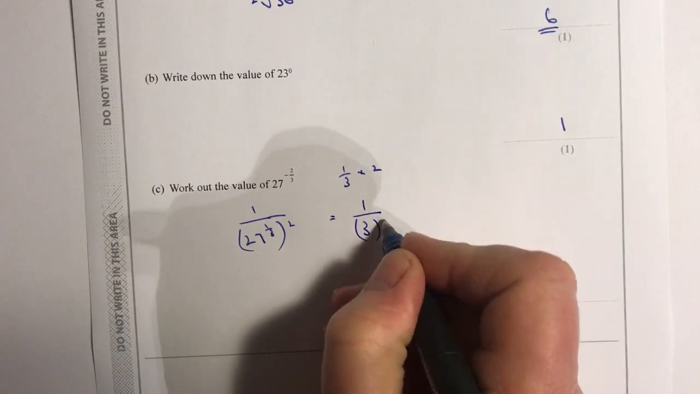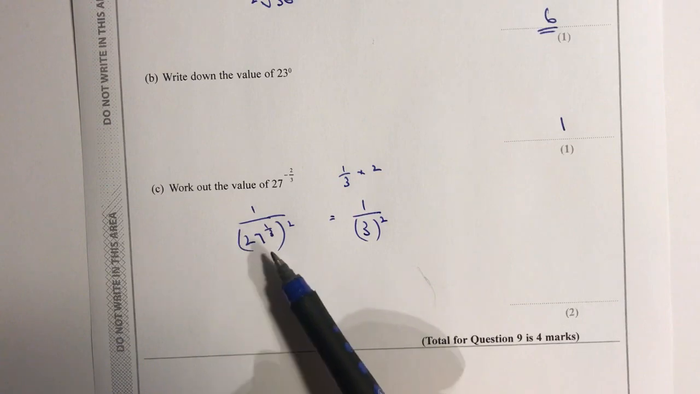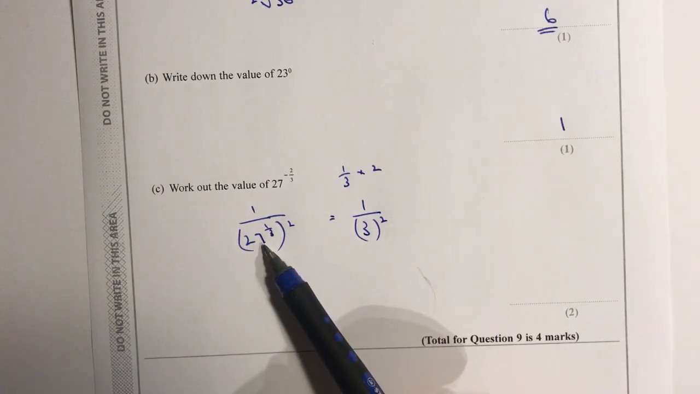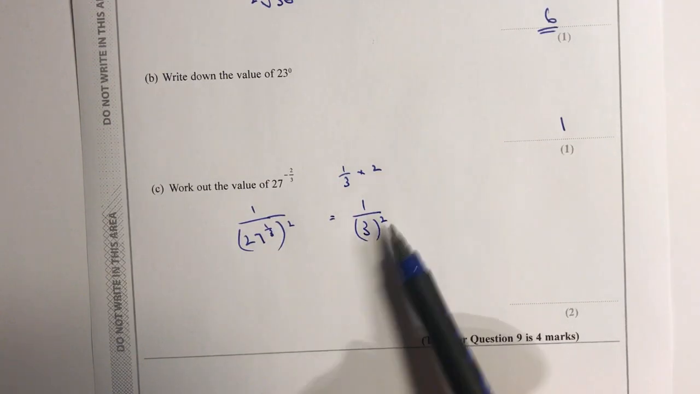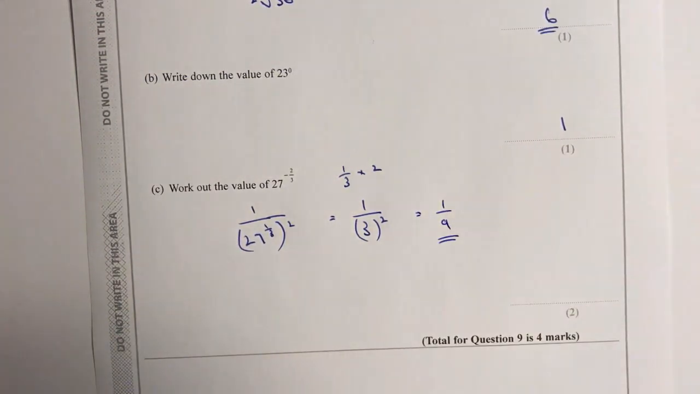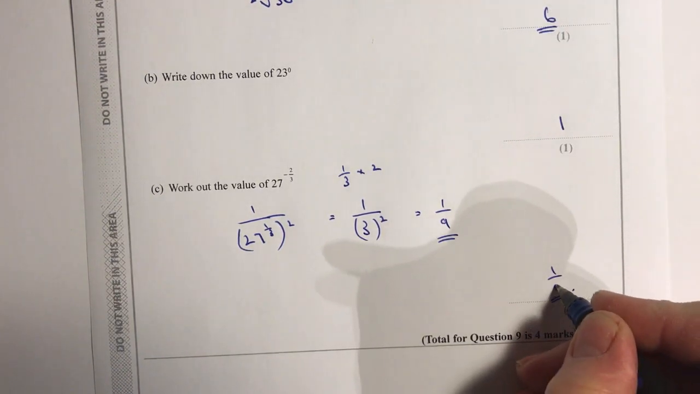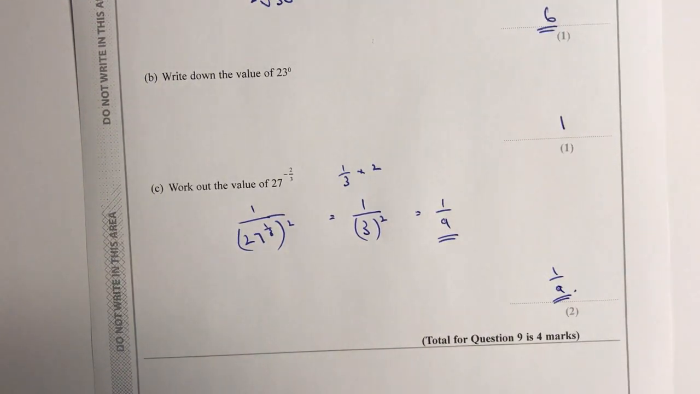3. Okay, and then we're going to square that. Okay, so this 3 is the cube root of 27, and we're going to square it as we did before. So that's going to give us then a value of 1/9, and that would be the answer to this particular question. Okay, hope that's all right for you. Let's have a look then at question number 10.